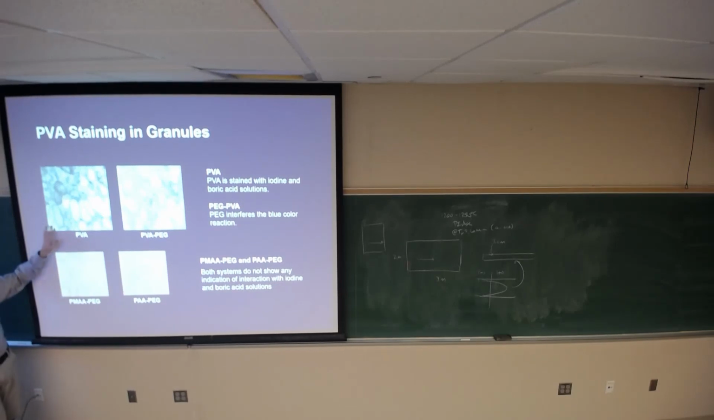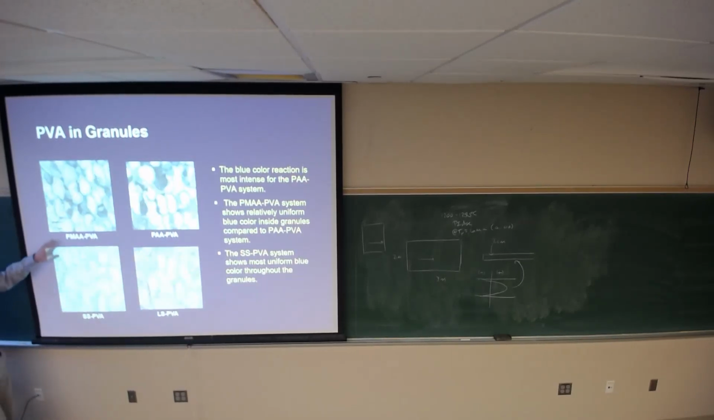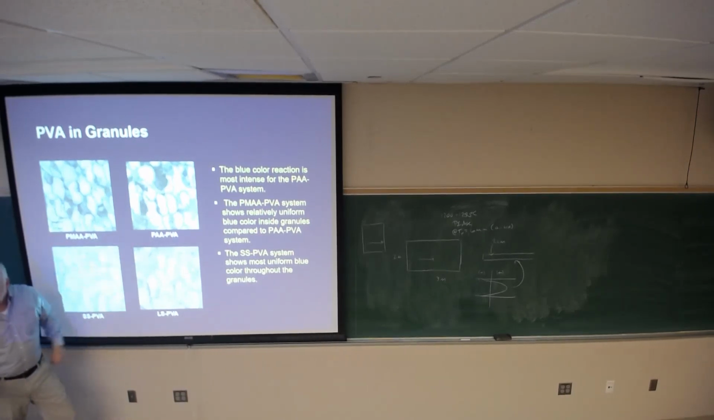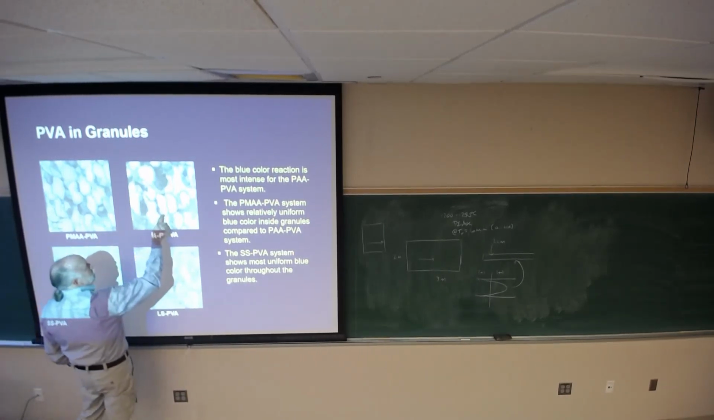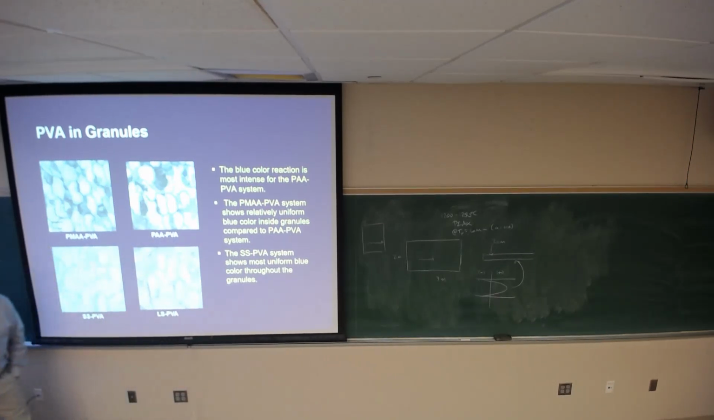So this is a fracture surface. This is the better image here. With PMAA, you can see that the PVA is only more or less on the outside of the granules. But that's really true with PAA, polyacrylic acid. You have no PVA in the middle of the granules. So what you get is a phase separation phenomenon, and you get a case hardened granule if you use PVA in the presence of the dispersant.